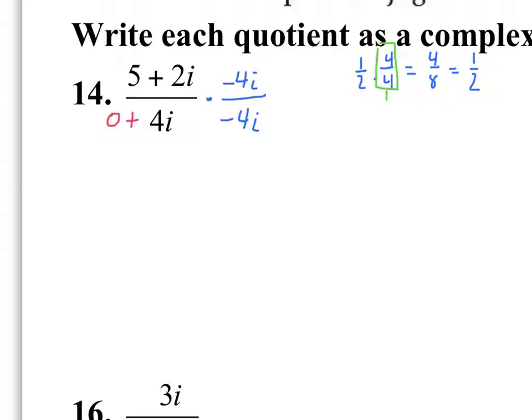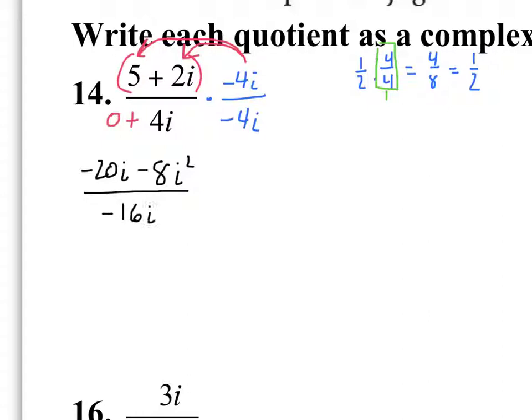So multiplying on the top, we actually have to distribute. Negative 4i times 5 and negative 4i times 2i gives us negative 20i minus 8i squared. And on the bottom, what do we get? We don't need that 0 there, right? We're just taking 4i times negative 4i. Negative 16i squared. Excellent.